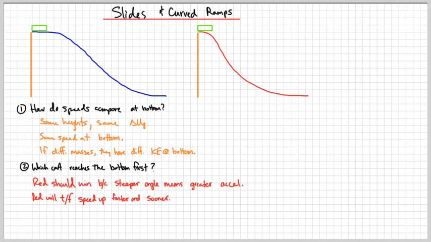So they could have the same velocity at the bottom of the track. They should in these examples. But if you have a different mass, say one of the carts is twice the mass of the other, then that cart with more mass is going to have more kinetic energy at the bottom of the ramp.